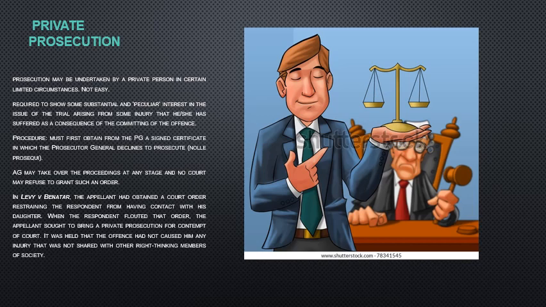And then the supporting case under private prosecution is Levy versus Benata, right? The facts of a case you are well aware of. We have the appellant who obtained a court order to restrain the respondent from having contact with his daughter, and then when the respondent did not comply with that order, the appellant sought to bring a private prosecution for contempt of court, because they obviously had failed.